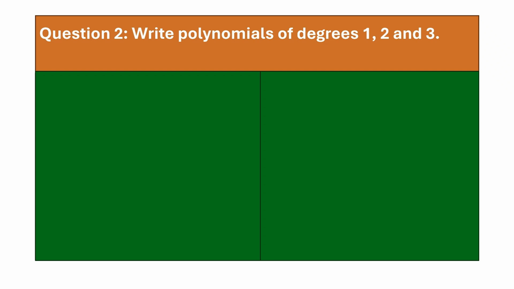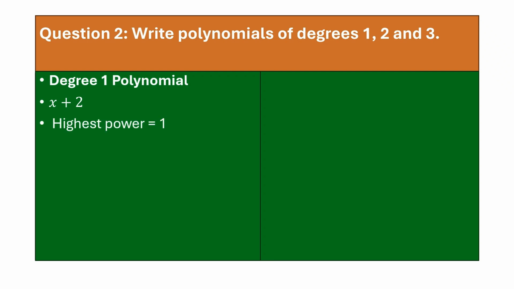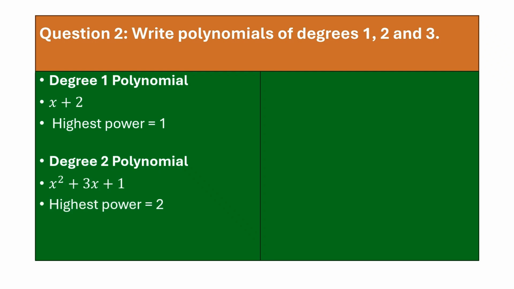Write the polynomials of degrees 1, 2 and 3. For a degree 1 polynomial, we can write x plus 2. Children, you can write any other example which has degree 1. The highest power is 1. For degree 2, you can write x squared plus 3x plus 1. The highest power is 2. You can use any equation which has degree 2. For degree 3, we have a cubic polynomial. The highest power is 3.